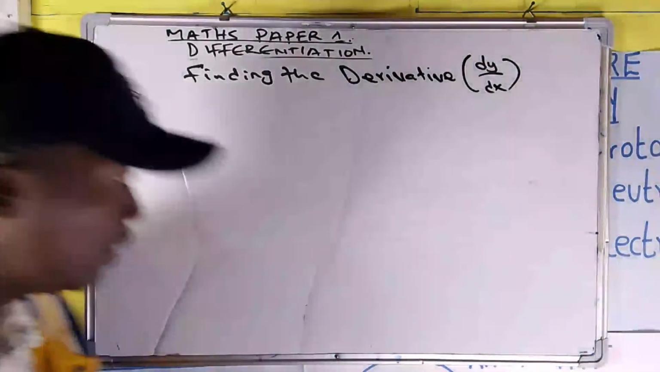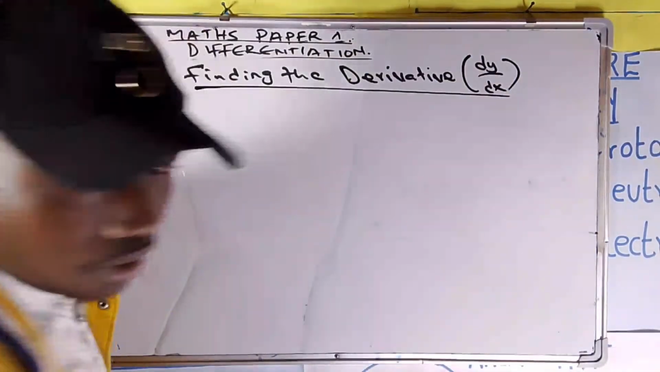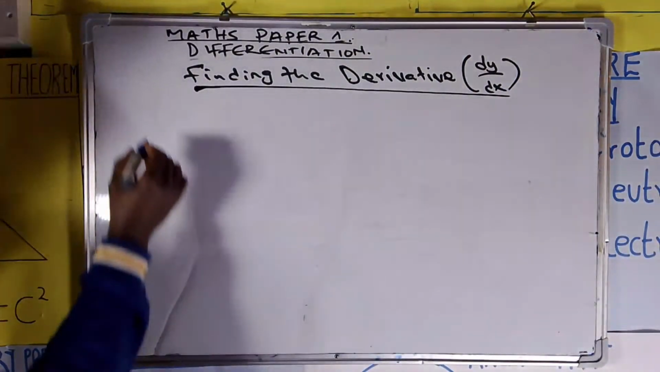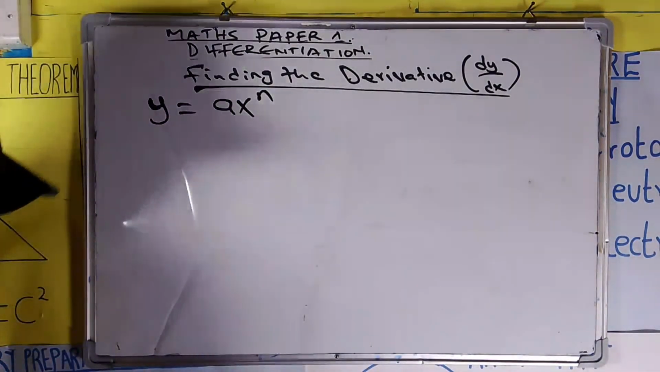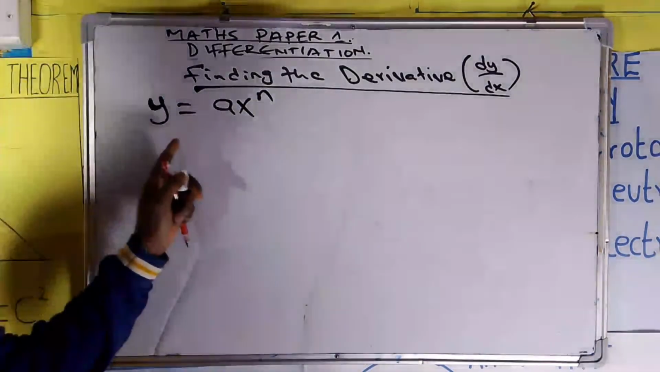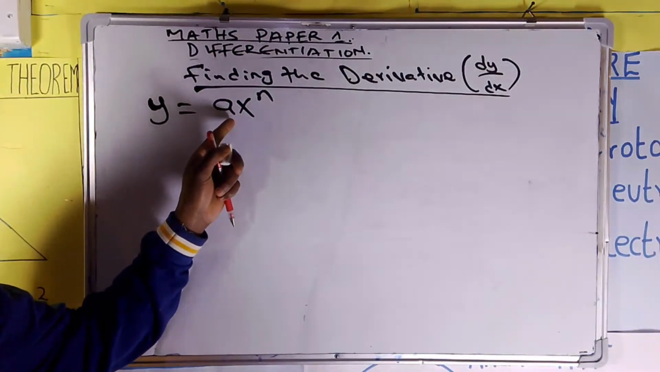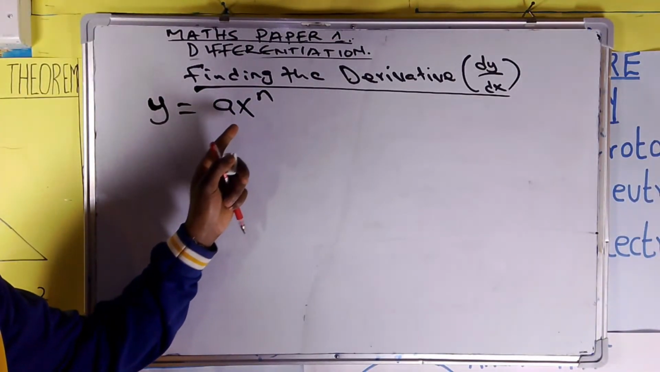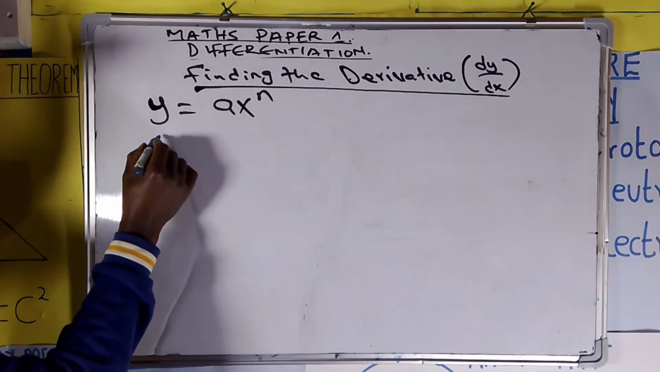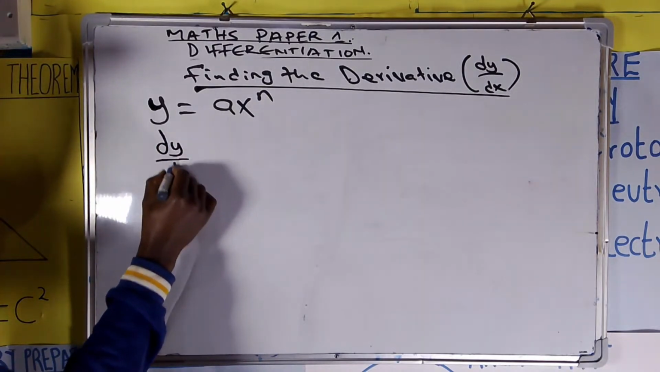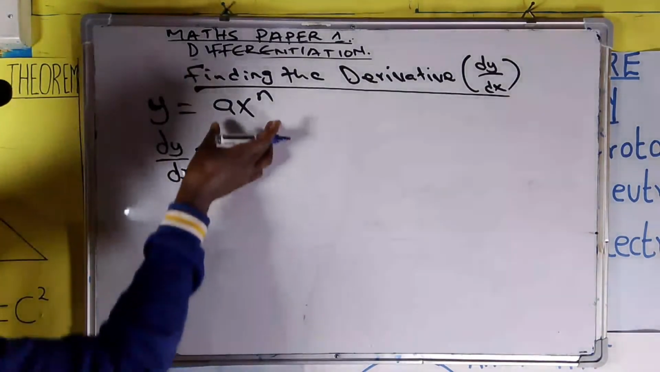So the formula is, given y equals ax to the power n. This one is a function. What we do is that for us to differentiate, it becomes dy over dx is equal to, so this is what happens to this function.